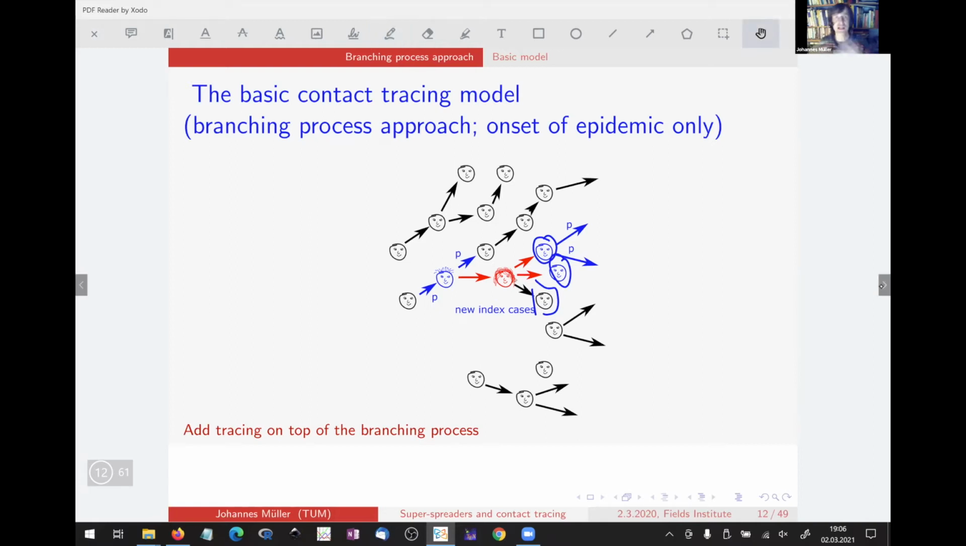Now we have basically two possibilities. Either we stop here, that's one-step tracing, or, and that's what we will focus on, the newly discovered infected persons become new index cases. And so we have recursive tracing. In that way, we will find a complete connected component within the connected component of this branching process.